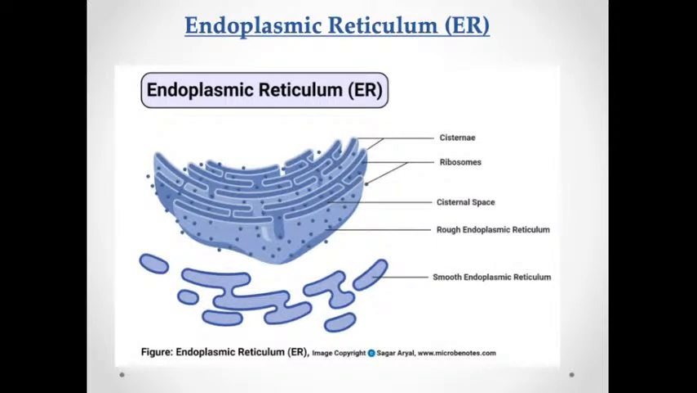Then comes your endoplasmic reticulum, that is ER, which is present outside your nucleus. It has cisternae. These are your cisternae, and the small dots present outside are called ribosomes. And then there is the cisternae space in between. The outer one with ribosomes is the rough endoplasmic reticulum, and the part without ribosomes is called the smooth endoplasmic reticulum.